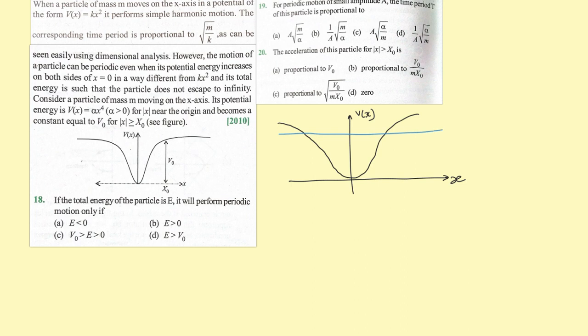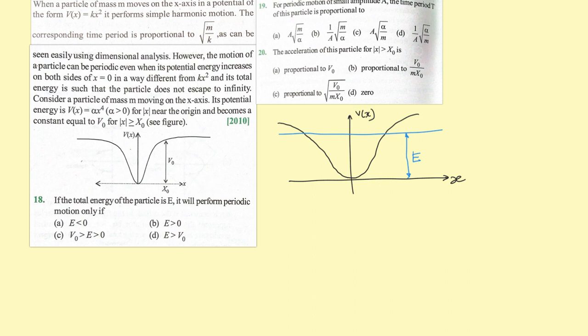Here in this problem, you see, motion of a particle can be periodic even if the potential energy increases on both sides. So it's a function given, a potential energy function. Say you have x here and any potential energy function. So this is V(x), V for potential energy. Now if you look at question number 18, the total energy of the particle is E. It will perform periodic motion only if, say, I denote E by this blue line. So this should be the total energy.